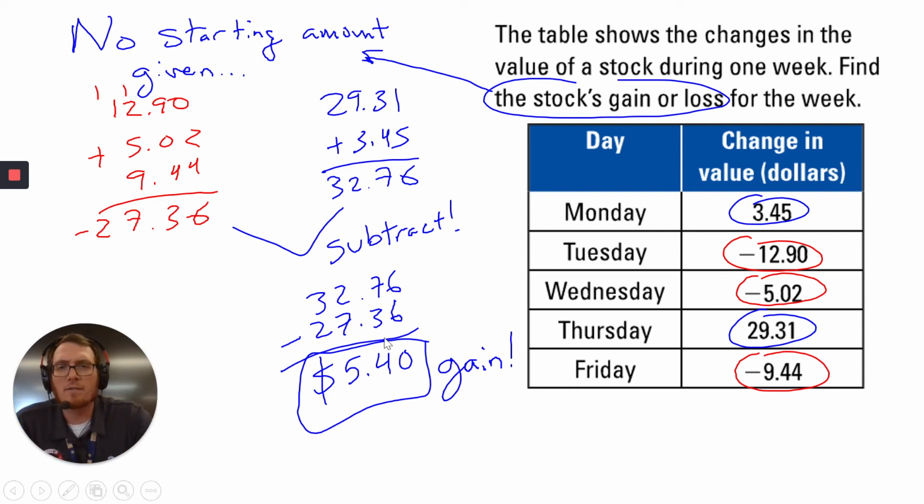So this ends up being $5.40, which means whatever the stock used to cost, now it's $5.40 more, which means I've made money. And that's kind of what you're looking at for this scenario. Most questions that are real-world application like this one have that same logic where you add a bunch of numbers up and compare.